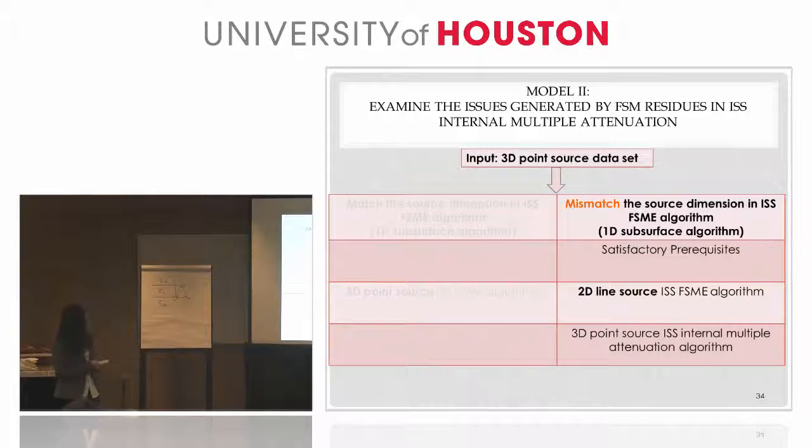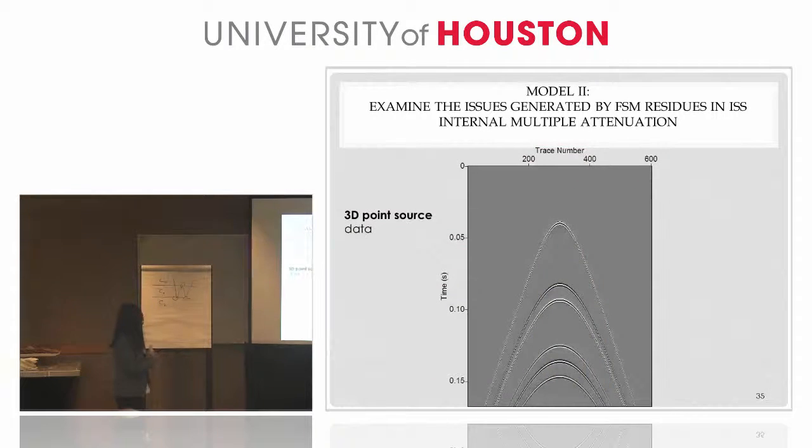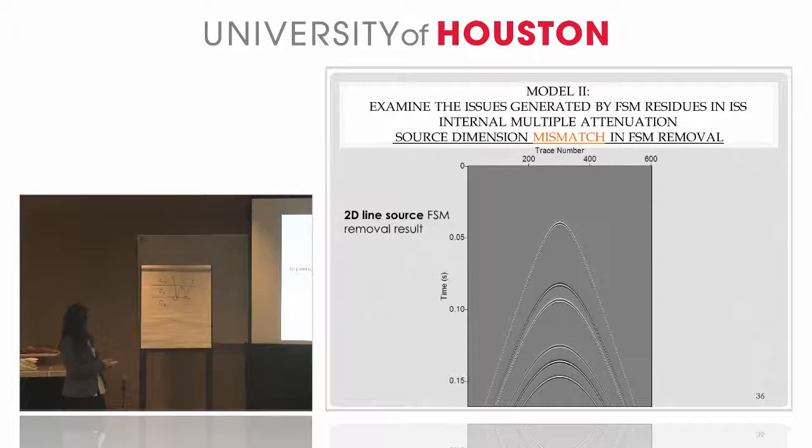In the next test, let's mismatch the source dimensions in this SS free surface multiple algorithm. We will get the result shown here. Let's flip back and forth. This is the 3D data as the input. This is the mismatched 2D line source free surface multiple removed result. We can see the problem of the free surface residues is very serious.